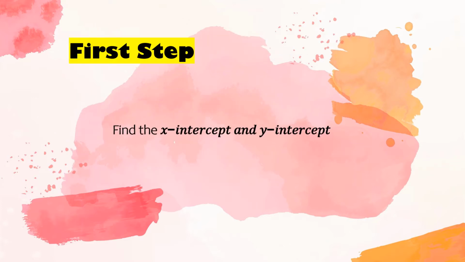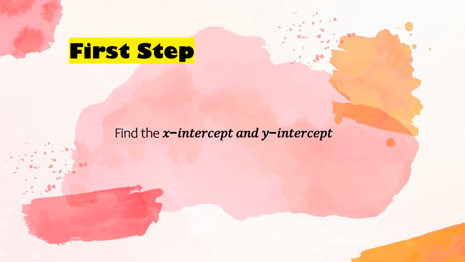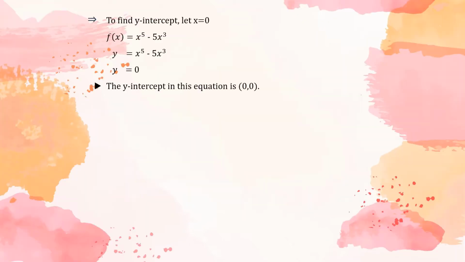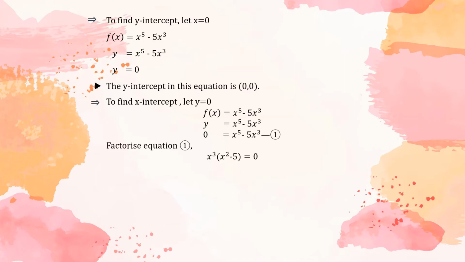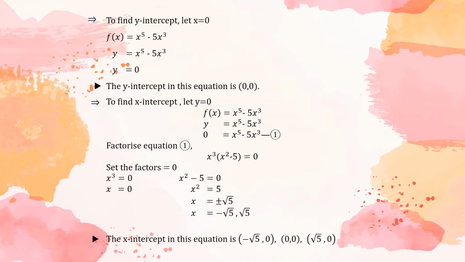The first step is to find the x-intercept and the y-intercept of the function. To find the y-intercept, we set x equal to 0. Then, we found that the y-intercept in this function is x equal to 0 and y also equal to 0. To find the x-intercept, we set y equal to 0. Then, we found that there are 3 x-intercepts in this function.